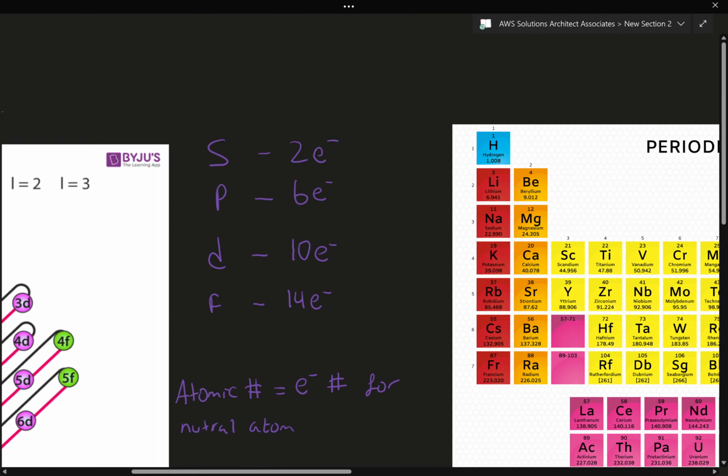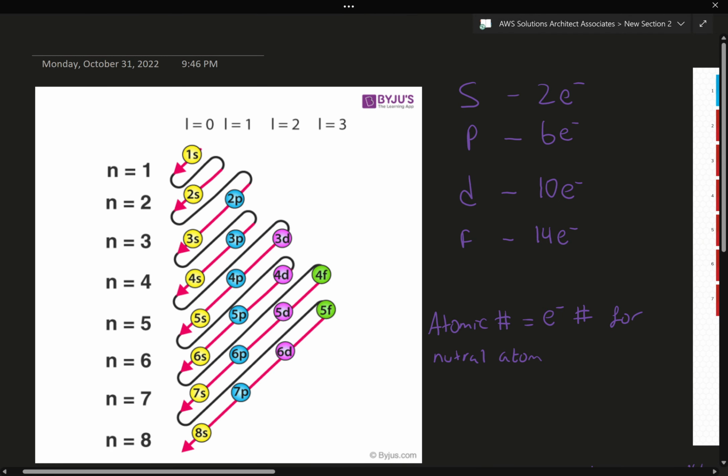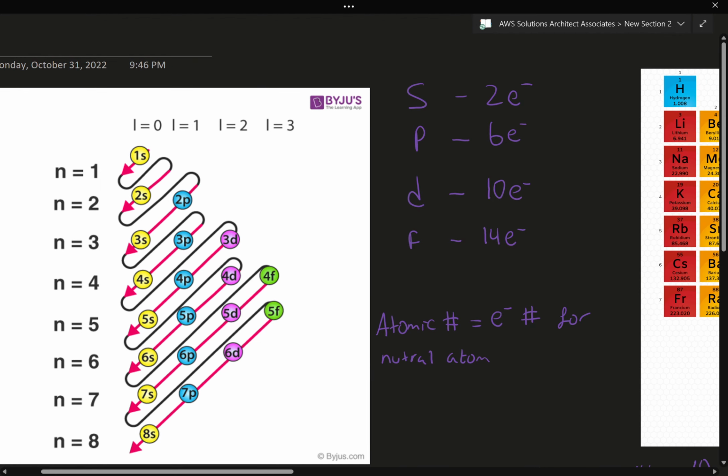So let's talk about electron configurations. What this SPDF means: these are subshells or suborbitals. The S suborbital contains a maximum of 2 electrons. Can you see this? This e negative, that is an electron, okay? So the S suborbital contains a maximum of 2 electrons. The D suborbital contains a maximum of 10 electrons. The F suborbital contains a maximum of 14 electrons.